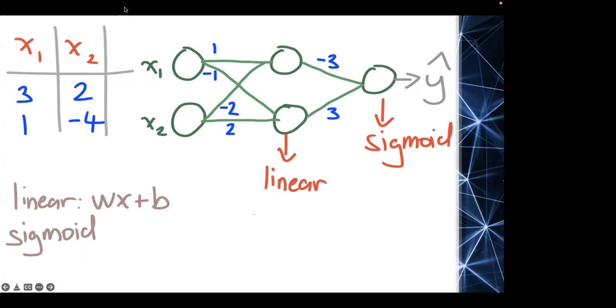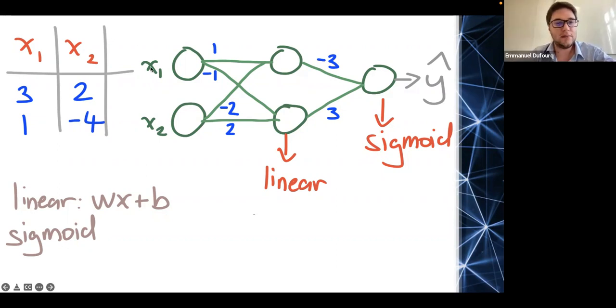And then you take 0 and multiply by -3, you get 0. And 0 multiplied by 3, you get another 0. So you add, and then you pass it through the sigmoid function, which is e to the minus x over 1 plus e to the minus x. So it becomes 1 over 1.